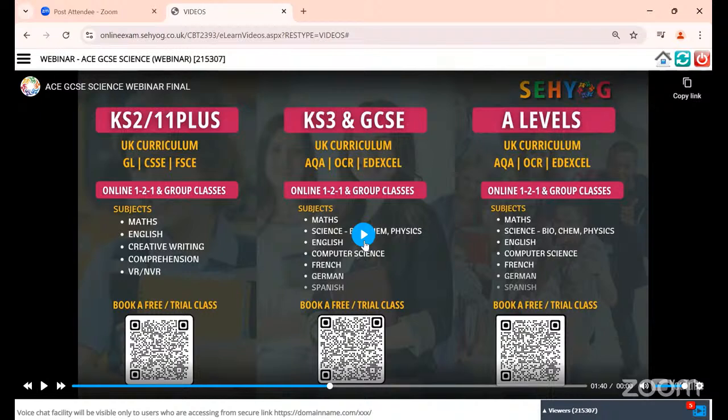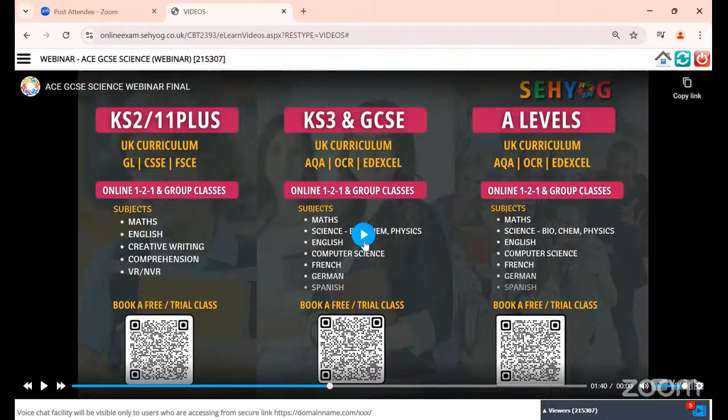So we have focused batches for different boards, and different exam styles, and accordingly we have designed our courses. If you see here, 11 plus comes under KS2, key stage 2, and then KS3 is year 7, year 8 and year 9. Year 9 also comes into the start of GCSE. GCSE runs from year 9 to 11, then A levels are year 12 and 13.